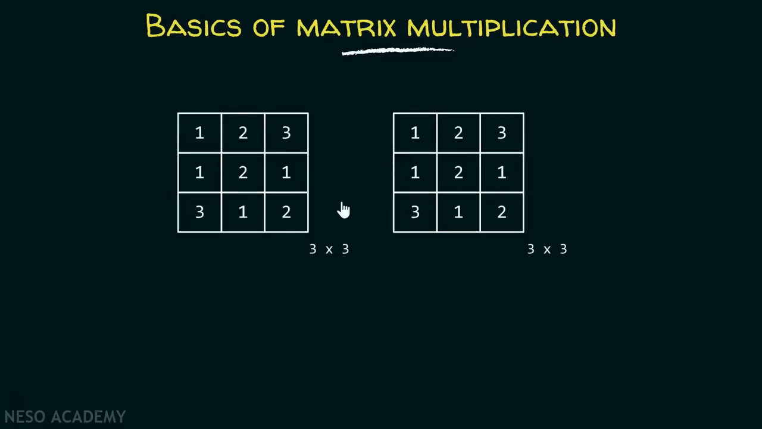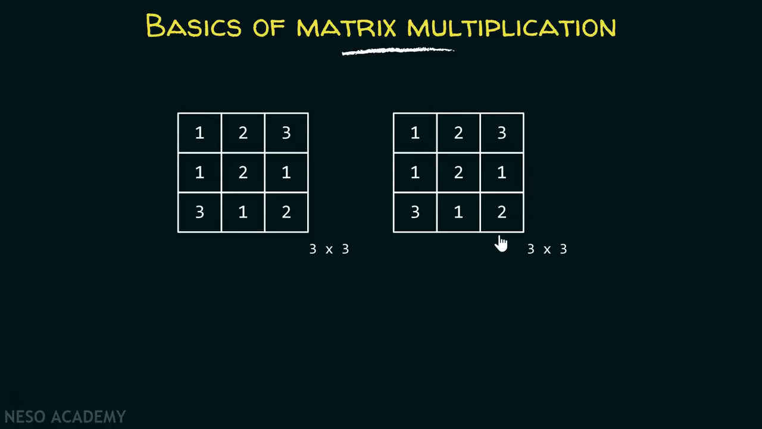Suppose we have these two matrices and we want to multiply them. But before multiplying these two matrices, let me tell you one important fact related to the resultant matrix. The size of the resultant matrix always depends on the number of rows of the first matrix and the number of columns of the second matrix. In this example, we can see the number of rows of the first matrix is 3 and the number of columns of the second matrix is also 3. Therefore, the size of the resultant matrix will be 3 cross 3.